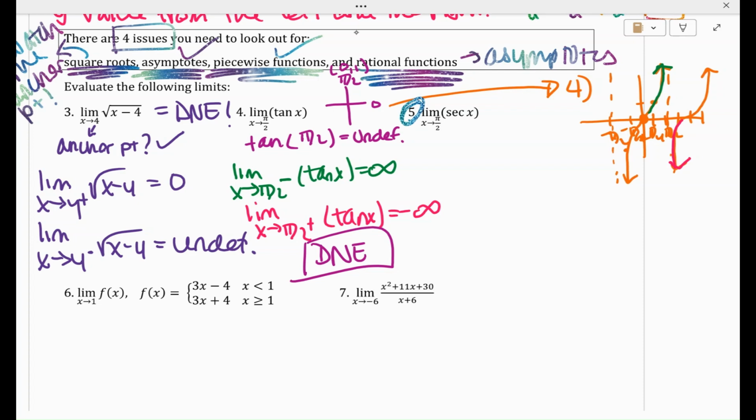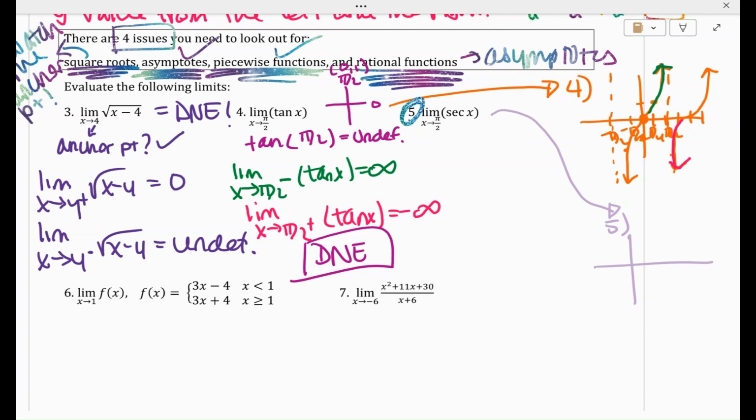Okay. If you would like to follow along now, or if you just unpaused and you were trying it on your own, let's go over number 5. So number 5 here, I'm going to graph off to the side so you guys can see it. So secant of x, now it's asking for the limit as x approaches pi over 2. If you look at the coordinates up here from number 4 on the unit circle, the coordinates at pi over 2 are (0, 1).